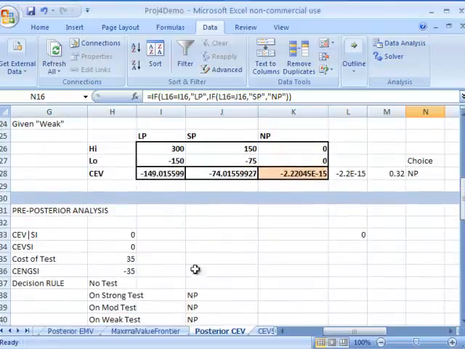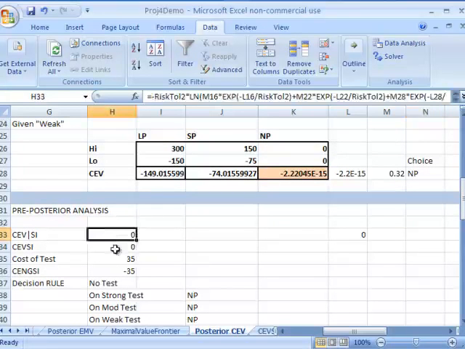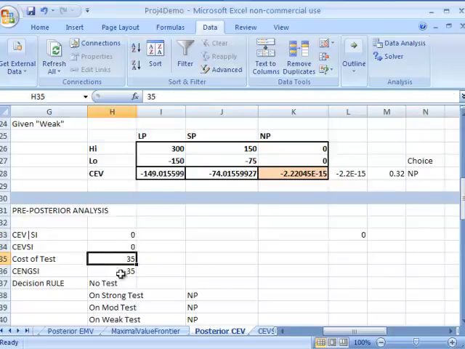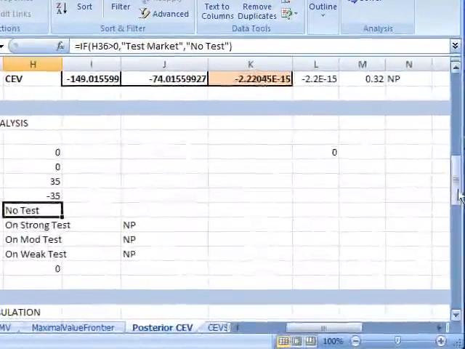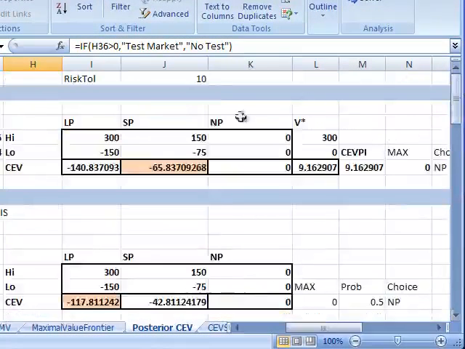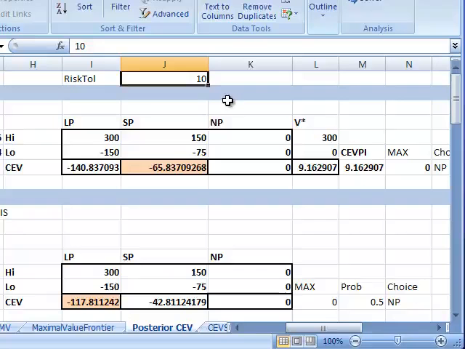to buy the information. As you can see, there's no value to the information at all, so the entire 35 cost is lost, and so the optimal decision is to not test. That changes, of course, as we have seen before, by going to larger risk tolerance values.